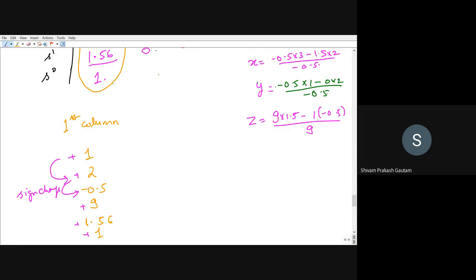Again, from negative to positive, there is a sign change. Again, when you move from positive to positive, positive to positive, there are no sign changes. So how many sign changes are there? There are 2 sign changes.